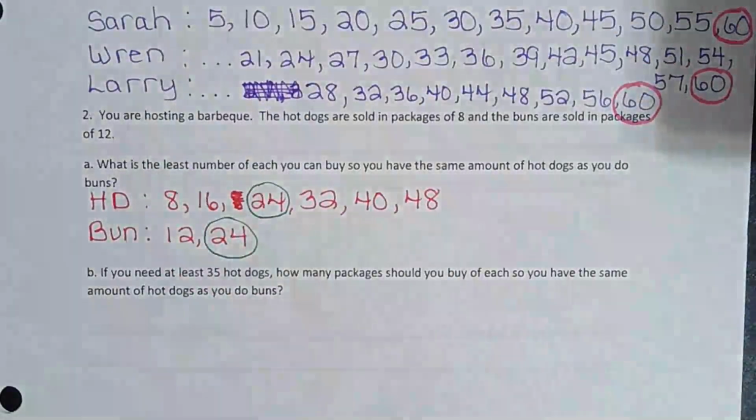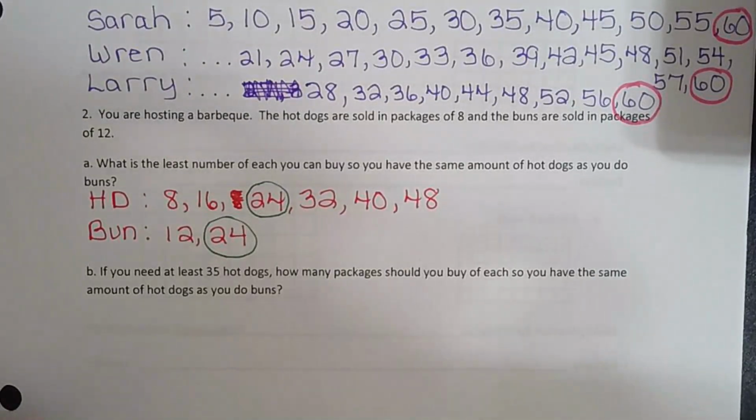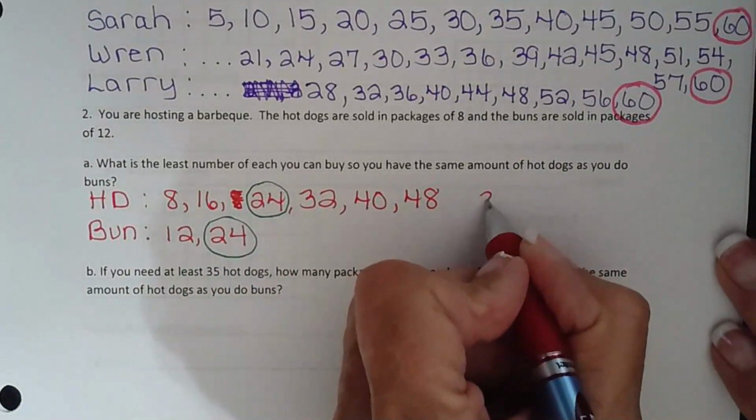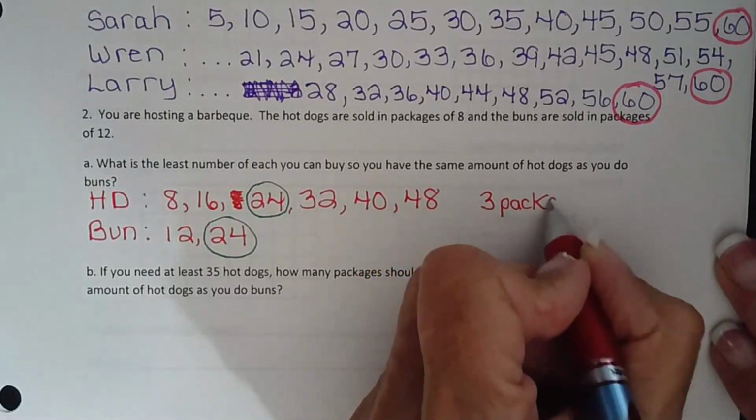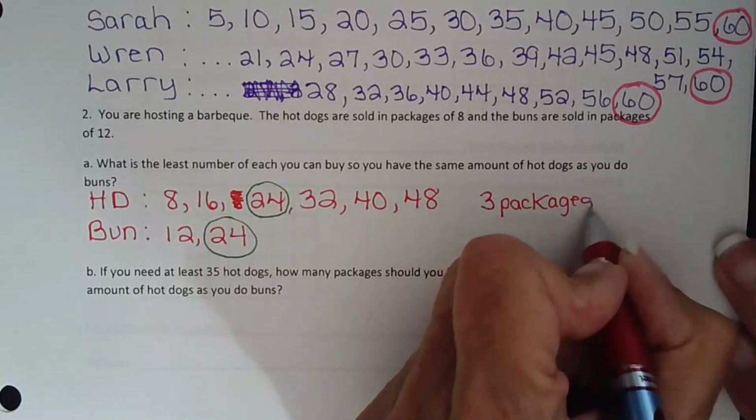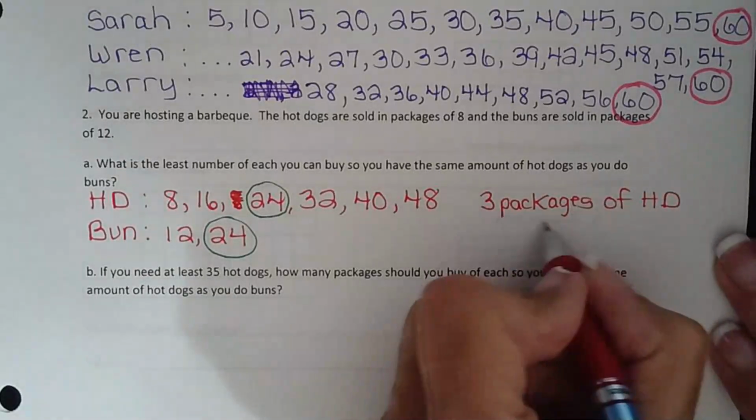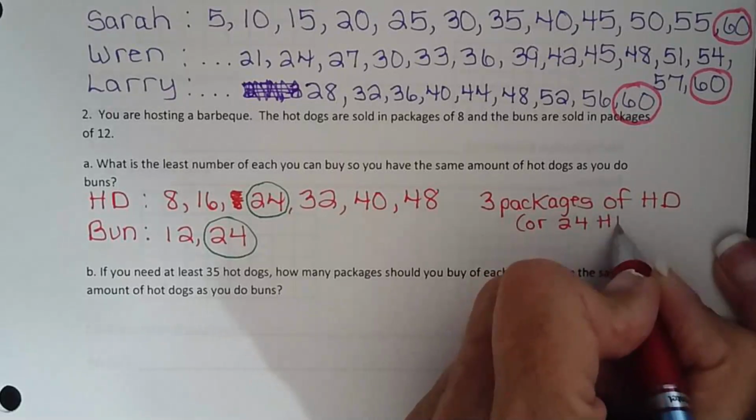So we have to buy 24 hot dogs and buns. And sometimes when you're doing this in Alex, they ask you for the number of packages. So 1, 2, 3, that would be 3 packages of hot dogs, or 24 hot dogs, depending on how they ask.